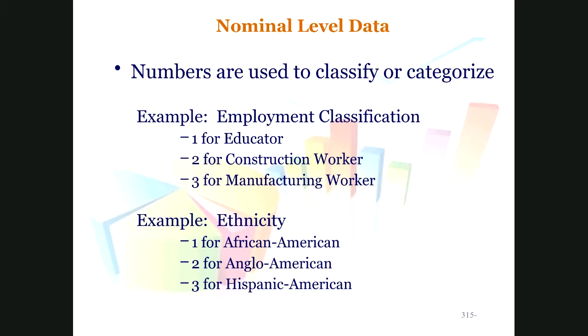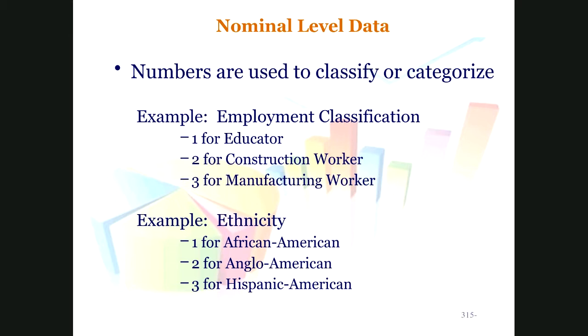Okay. So at the nominal level, numbers are used to classify or categorize. So for example, employment classification: 1 for educator, 2 for construction worker, 3 for manufacturing worker. It has nothing to do with 1 is better than 2 and 2 is better than 3. I want you to remember that. That becomes very important. When you are doing classifications, you are not measuring differences based on anything. Okay, it's just a label.